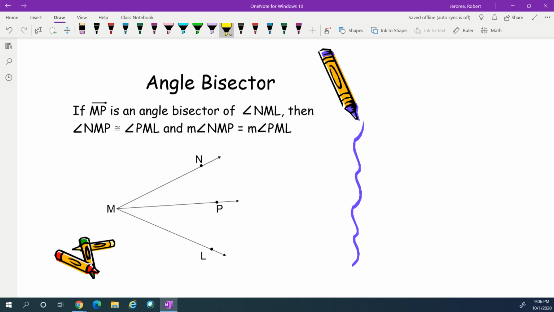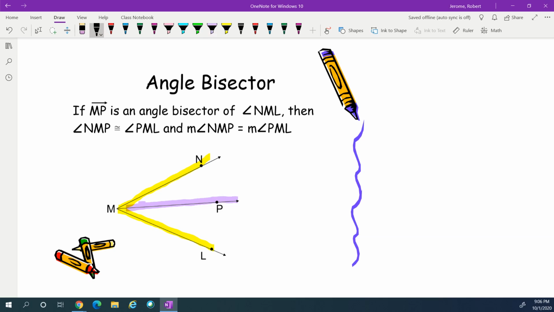What's happening here is that we have the big angle, NML, and then ray MP comes along and goes right down the center, cutting it in half. Now, we're not getting congruent sides, meaning MN and ML are not congruent. We don't know anything about them. One could be 2 inches and the other one 10 miles.